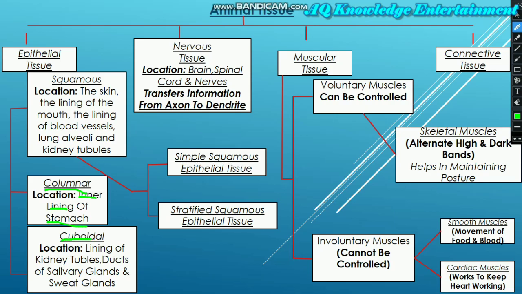Okay, so now let's move on to the cuboidal. Now what are these? Cuboidal epithelium. Why are they called cuboidal? Because they have a cube shape. Cube shaped cells. So the cuboidal epithelium forms the lining of kidney tubules and ducts of salivary glands where it provides mechanical support. So the epithelial tissue which provides the mechanical support is probably the cuboidal epithelial tissue.